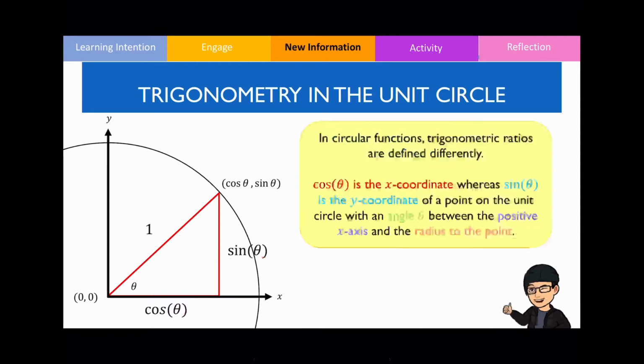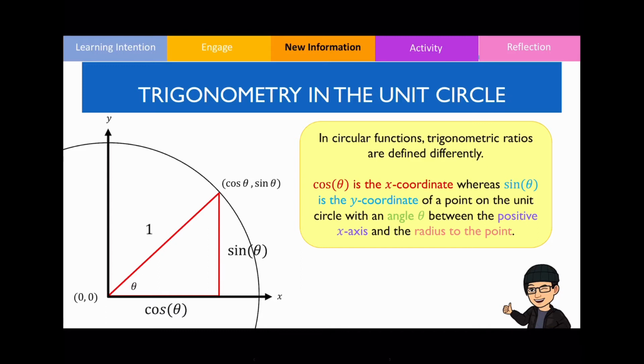So just to summarize what we've talked about: in circular functions, which is the topic that we're doing for this unit, trigonometric ratios have a slightly different definition, okay? Because we're not really dealing with triangles, we're just dealing with the unit circle. Cos theta represents the x-coordinate, whereas sine theta represents the y-coordinate of a point on the unit circle with an angle theta between the positive x-axis and the radius to the point.